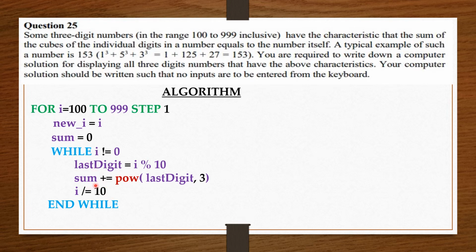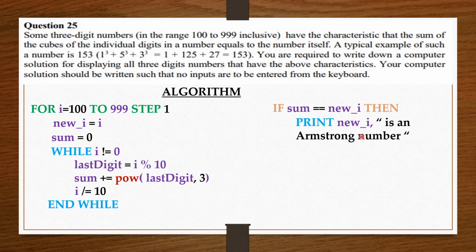So if the sum of the digits in 100 is equal to new I, then I should print that new I is an Armstrong number. Now you see the reason why I made a copy of I in new I. Because at the end of this while loop, I is going to be 0.